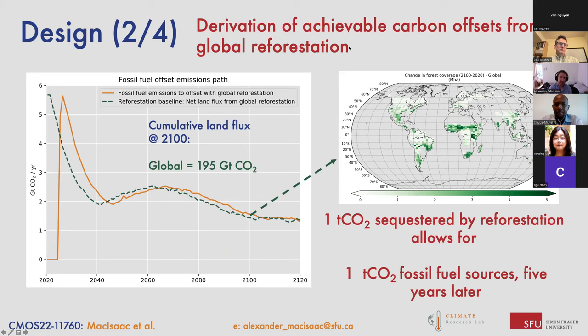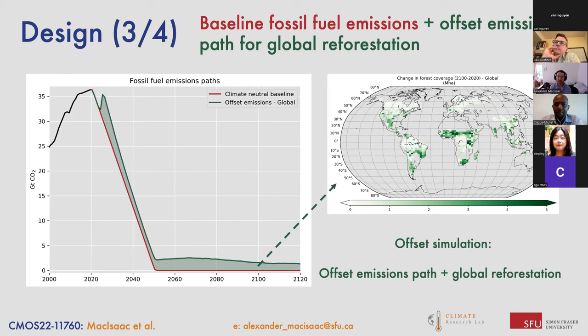So from the reforestation baseline, we looked specifically at grid cells where reforestation occurred and calculated the net land flux in those grid cells. We've assumed that this net land flux is going to be our yearly sequestration rate. And following the design of certain carbon markets that already exist, we're able to say that yearly sequestration rate can then be emitted as fossil fuel emissions. In our case, we allowed those emissions to occur 5 years after they occur in the net land flux. This results in a new emissions path. For the global reforestation case, the offset emissions path looks something like this green line, where the shaded area is the sequestered carbon that we're expecting from reforestation, with the areal coverage shown in the map at the year 2100. That allows us to run our offset simulation to see how well this actually works at achieving climate stability.